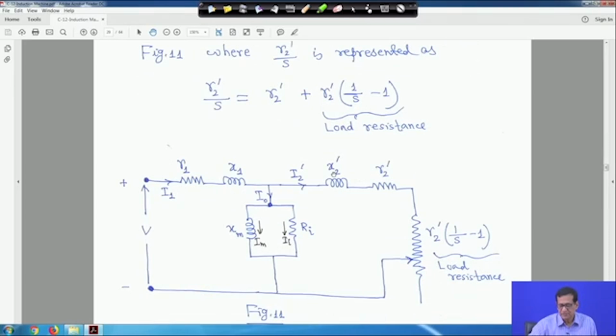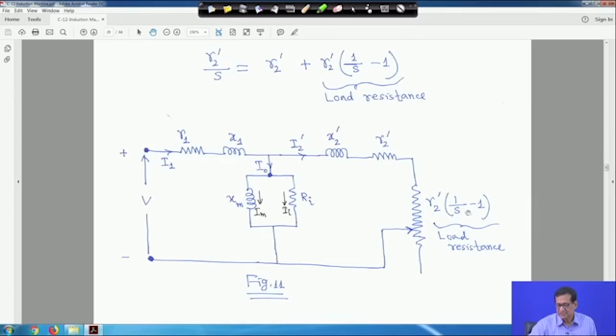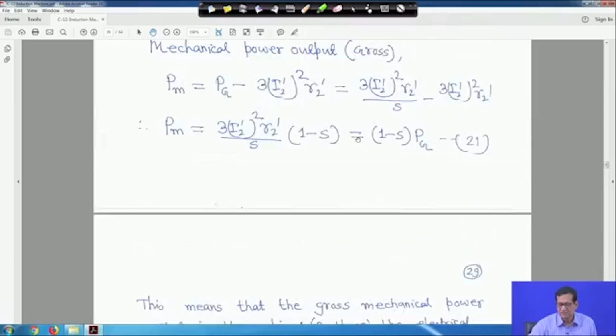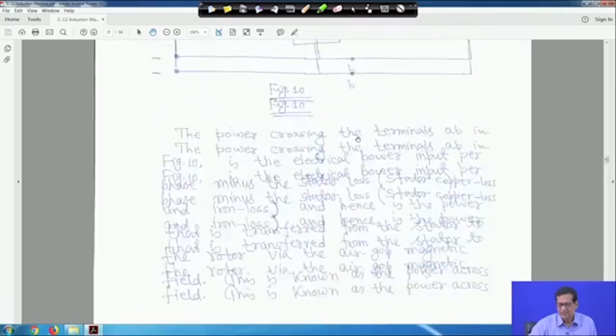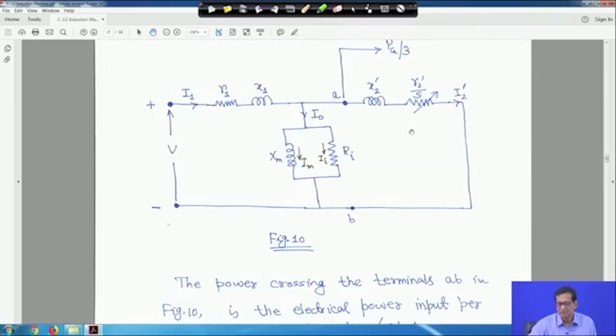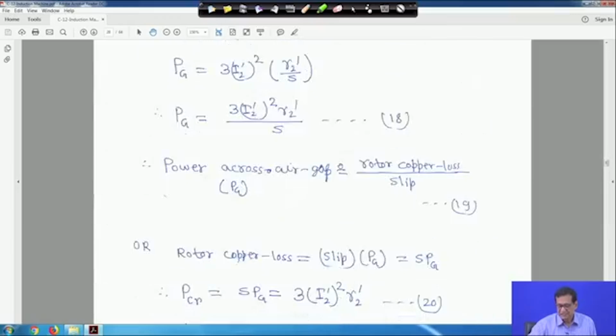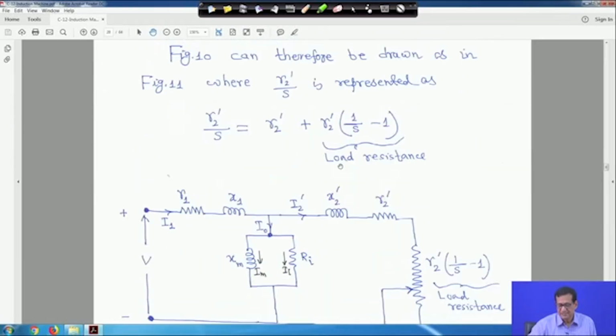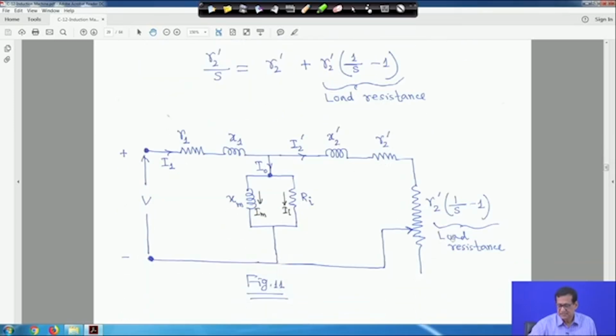Therefore, this is my X2 dash, this is my R2 dash rotor resistance, and the rest, R2 dash into 1 upon S minus 1, is the load resistance. From this circuit, R2 dash by S is written as R2 dash plus R2 dash into 1 upon S minus 1. This way you can represent it mathematically. This is our load resistance, marked in figure 11.